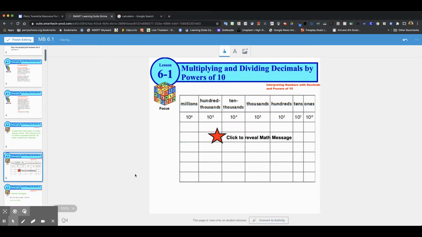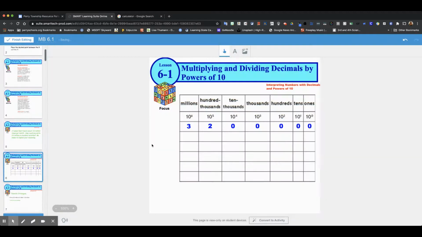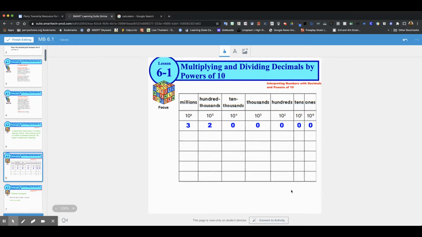There we go. So if we take a look here, let's get rid of this. This would be standard notation. So you'd have 3,200,000, and we'd have zero in all the rest, because what you see here is we put our decimal point here to get 3.2 million. We see we have 3 million, and then we have 200,000. That's what 3.2 million stands for.